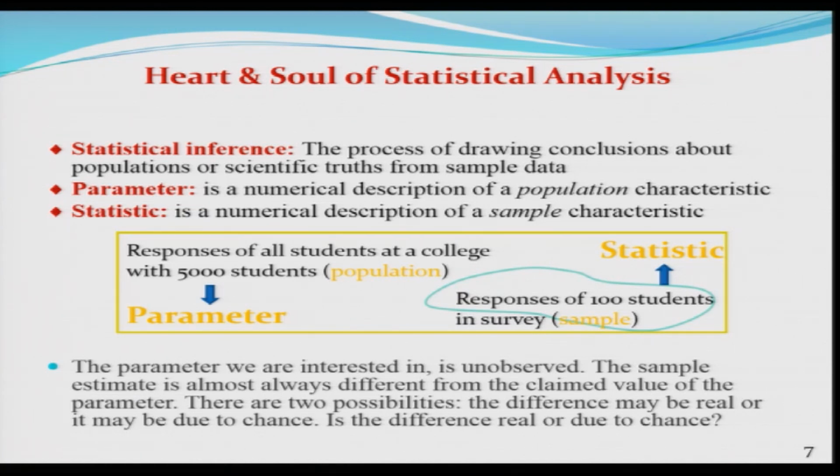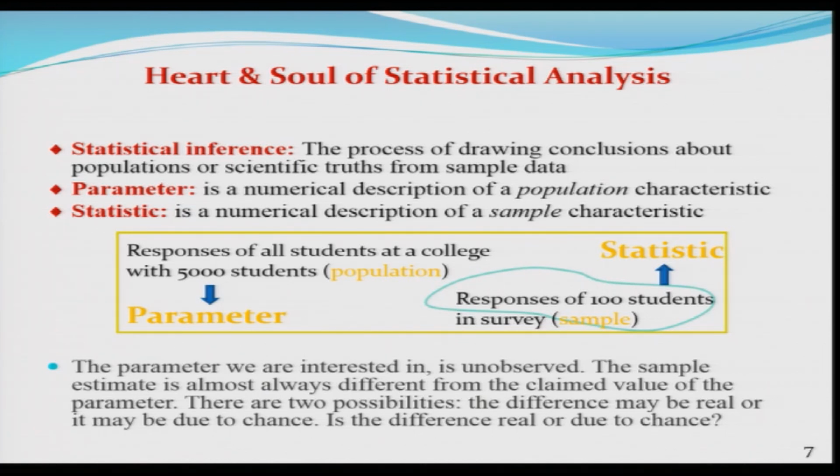Now, note that this parameter that we are interested in is unobserved because we do not have time and money to go to each one of them and collect the data and draw the statistical conclusion. So, the sample estimate is almost going to be different from the claimed value of the parameter. Suppose I say that the mean weight of the students in your college is around 55 kgs. Okay. So, that is basically a claim and that is the value of the population parameter. But note that this is unobserved, nobody knows what is the actual mean weight of the 5,000 students who are studying in your college.